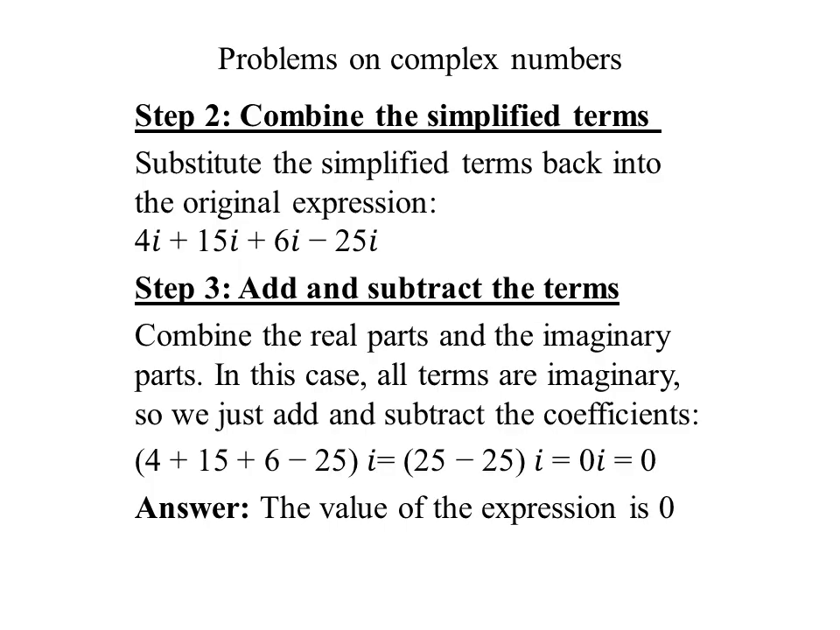Here we combine real and imaginary parts. In this, all terms are imaginary, so we just add and subtract the coefficients. That is 4 plus 15 plus 6 minus 25 into i, that is equal to 25 minus 25 into i, that is equal to 0 into i, that is equal to 0. The value of the expression is 0. So I will conclude this session with this problem.